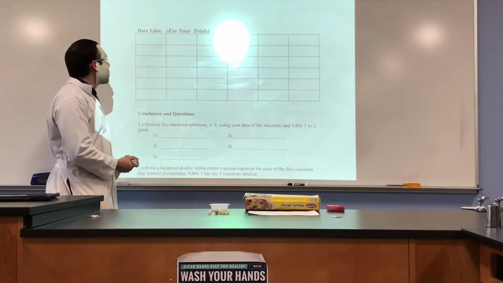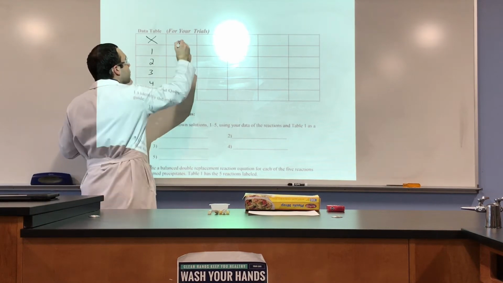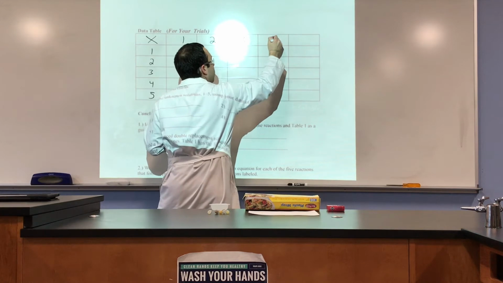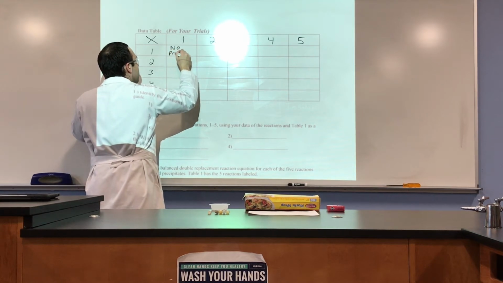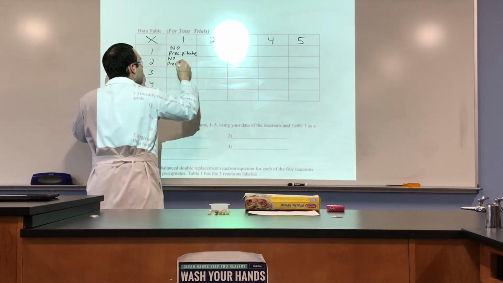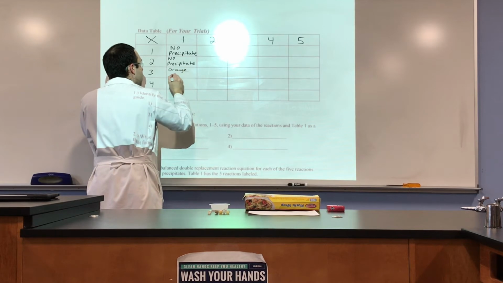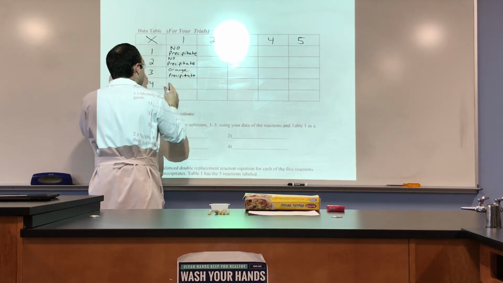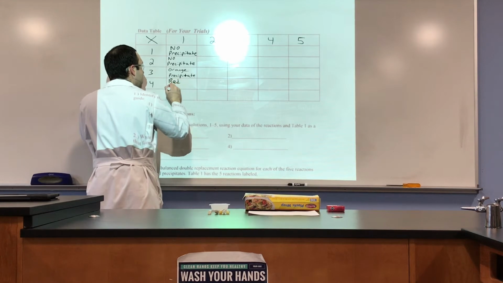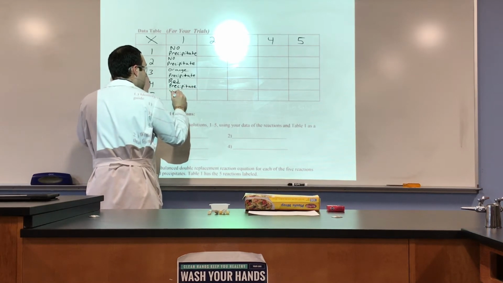Let's fill out our data table. Start off by putting an X. 1, 2, 3, 4, 5. Same thing. 1, 2, 3, 4, 5. 1 and 1, no precipitate. 1 and 2, no precipitate. 1 and 3, orange precipitate. 1 and 4, red precipitate. And then 1 and 5, yellow precipitate.